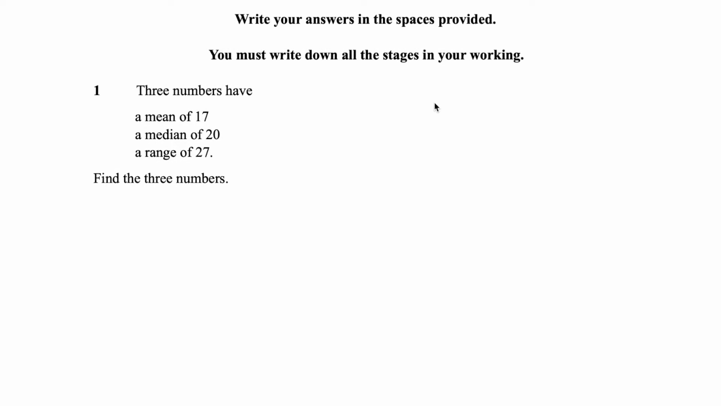Question 1 says 3 numbers have a mean of 17, a median of 20, and a range of 27. Find the 3 numbers. For this you need to know what the mean and median are. The median is the middle value, so if you have 3 numbers, the middle one is going to be 20. So let's write 20 down. And then I have some other number after it, y, and then some other number x, and those 3 numbers added together and divided by the number of numbers I have, so 3, is going to be the mean.